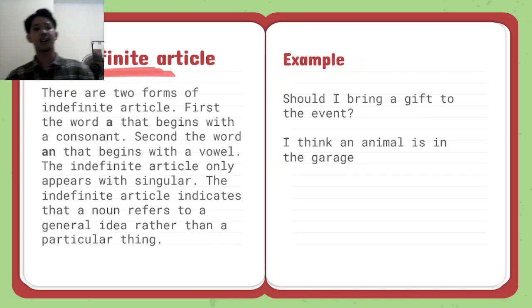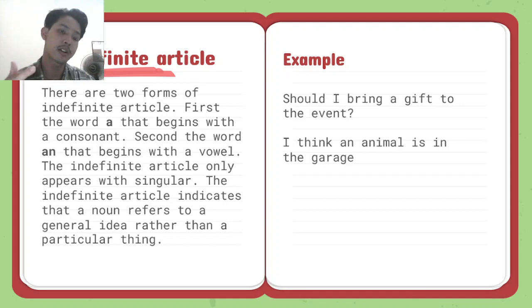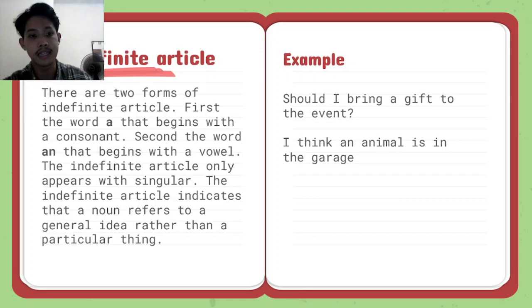Next we got the indefinite article, and there are two forms of the indefinite article. First, the word a, which is used before a word that begins with a consonant. Second, the word an, which is used before a word that begins with a vowel. The indefinite article only appears with a singular noun. The indefinite article indicates that a noun refers to a general idea rather than a particular thing.